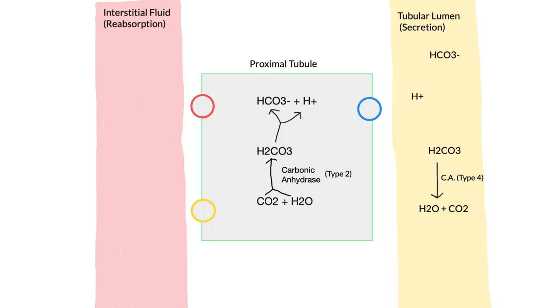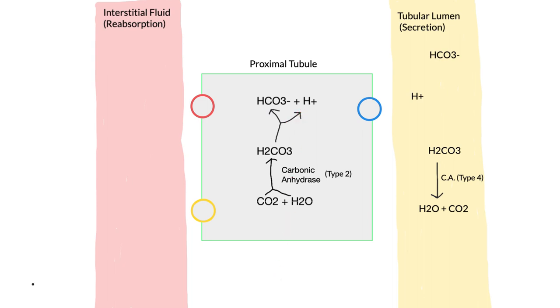Now that we're in the PCT, our two goals are to reabsorb bicarbonate and excrete hydrogen. The only exception to this would be in conditions of blood alkalosis, where the rate of these processes would be decreased. So let's get familiar with this equation, as this will be the starting point of all acid-base regulation in the kidney. Carbon dioxide and water are going to combine via carbonic anhydrase type 2 into carbonic acid, which will spontaneously dissociate into a bicarb ion and a hydrogen ion.